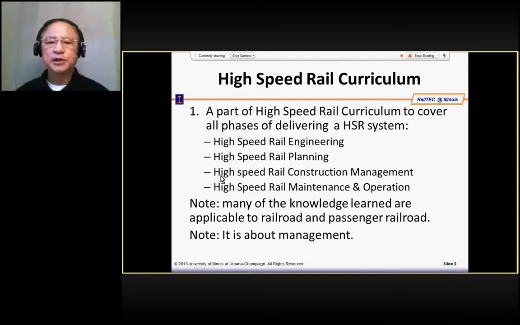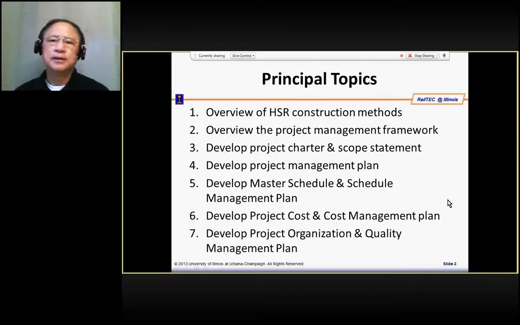Today, the subject we want to talk about is a topic which is included in this high-speed rail construction management. It's the third class we have on the high-speed rail system. This subject we will be discussing in many topics. In this class, we discuss the overall construction method for high-speed rail system.